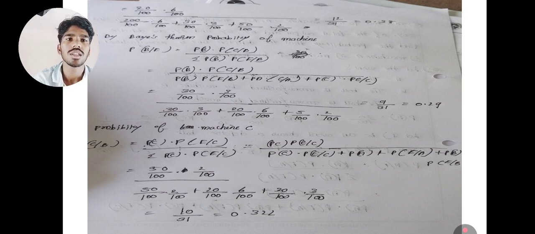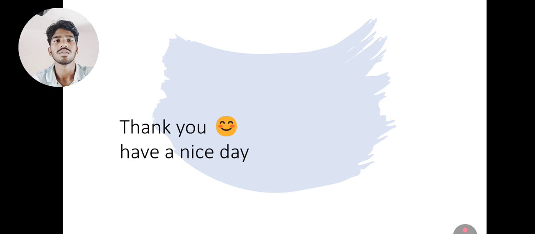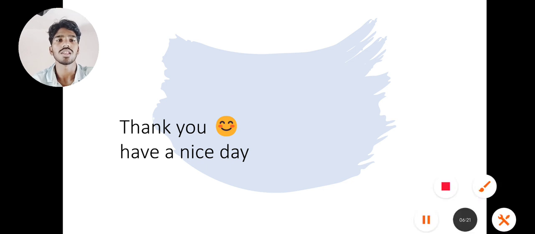So the most defects are produced by machine A, which gets 0.38. The fewest defects are produced by machine B, with 0.29. So this is one of the probability finding techniques in the probability and statistics chapter. There are many problems like this, and I will explain them after some time. And finally, thank you and have a nice day, guys.